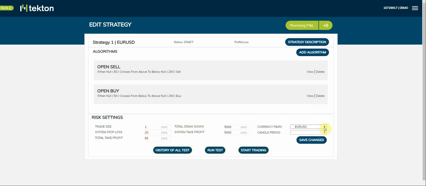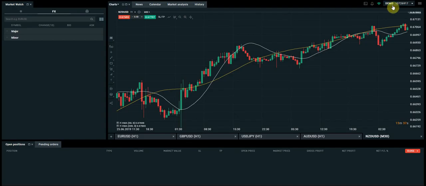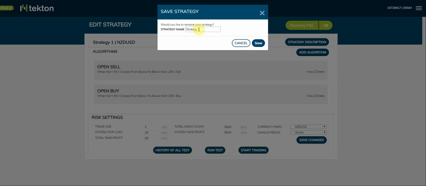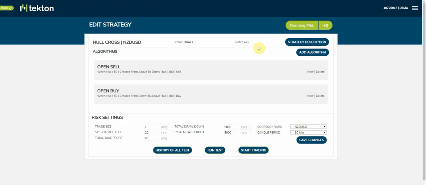Here is where we change the currency pair. So we put in here New Zealand dollar, US dollar, and we put the time frame here, which is 30-minute chart, which corresponds to this here, 30-minute New Zealand dollar, US dollar. Now I've done that, I'm going to save the changes. I'm going to call it hull cross, and that's created the strategy, including the risk management.